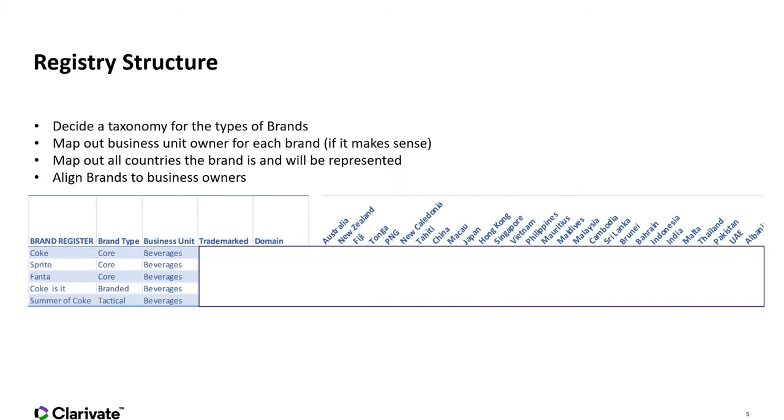But what's important is the third category, which is tactical. That is something that is only going to be used for a short period of time. So the Summer of Coke was a campaign I remember a while ago. That's something that they're not necessarily going to want to hang on to for a long period of time.